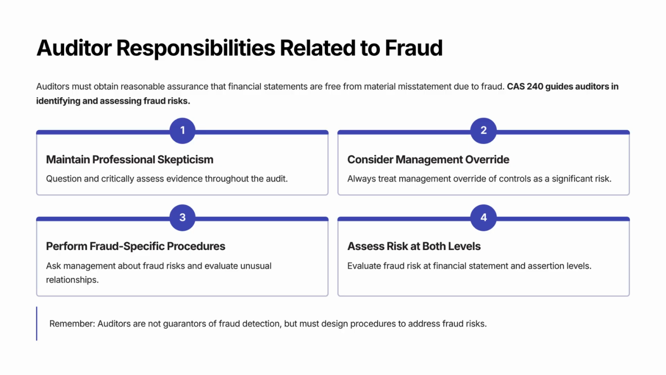Still, the standards require us to maintain professional skepticism, consider the risk of management override, perform fraud-specific procedures, ask management and those charged with governance about fraud risks, evaluate unusual or unexpected relationships, assess the risk of material misstatement due to fraud at both the financial statement level and assertion level. And yes, management override of controls must always be considered a significant risk.